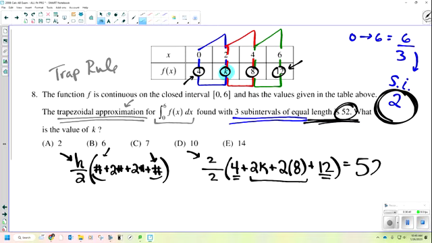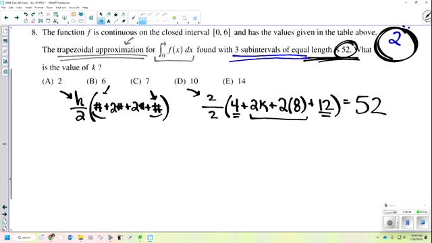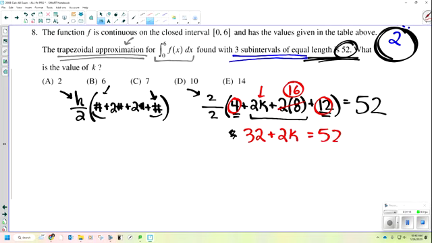I mean, now this is basic algebra. I told you you ain't going to need no stinking calculator. Right? So let's just do the math and figure this bad boy out. 4. Oh, let's do this. This gives me 16. Okay? 16 and 12 is 28. 28 and 4 is 32. Plus, I still have my 2k. Equals 52. Oh, easy. Minus 32 from both sides.